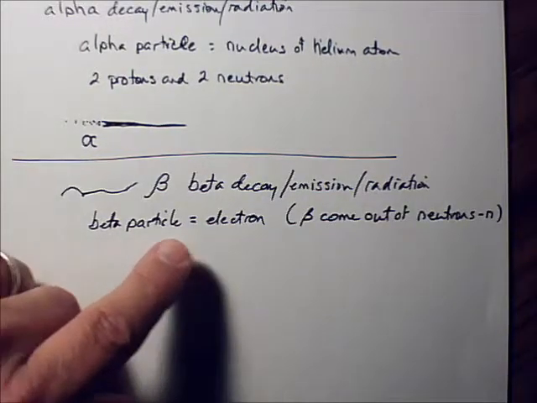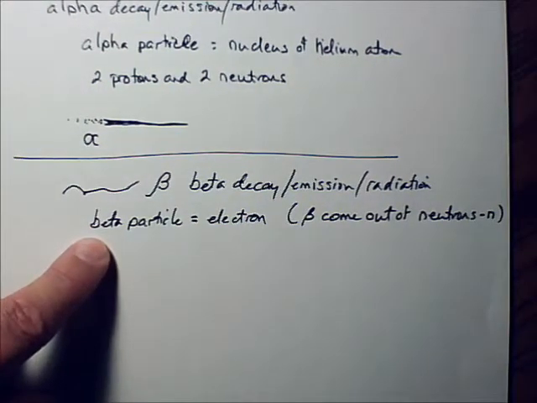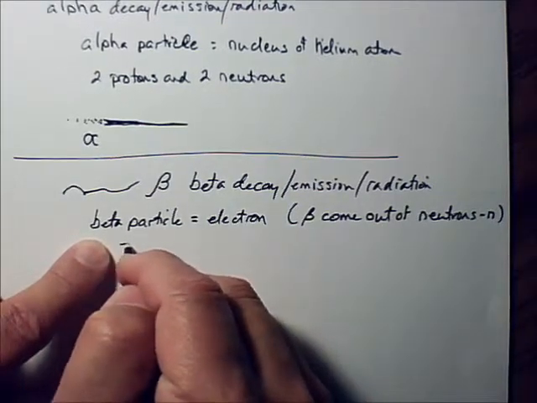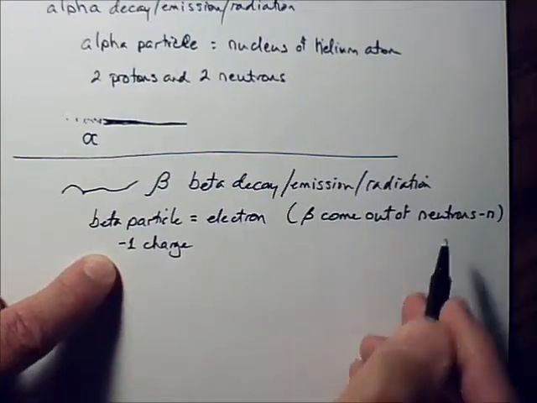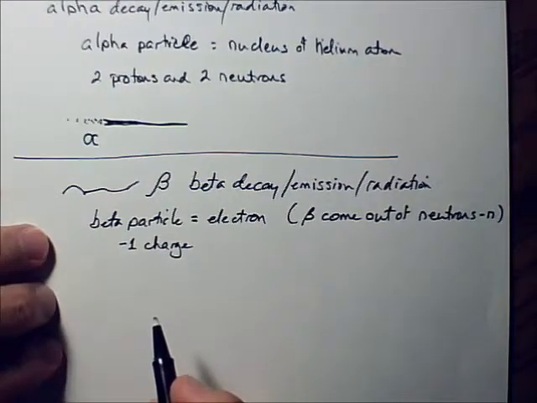Alright. If beta particles are electrons, what charge does the beta particle have? -1. That's the charge. Okay? Neutrons have what charge?